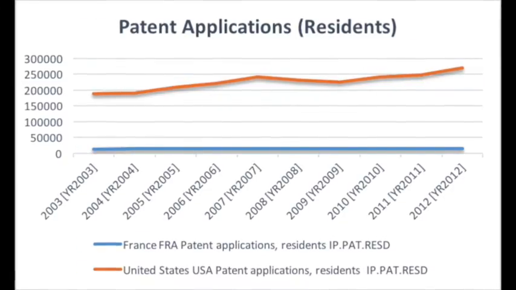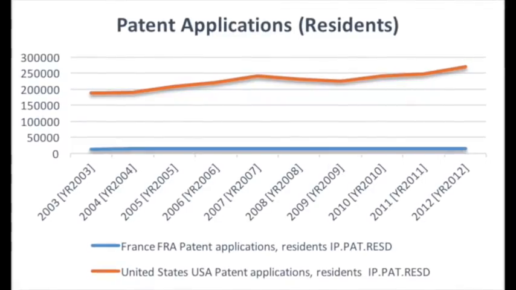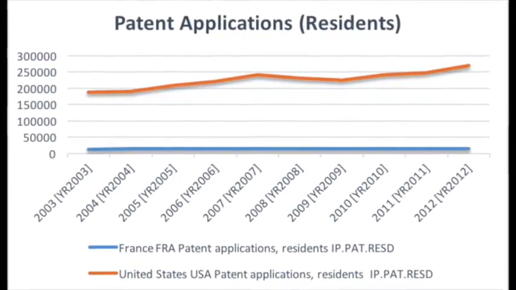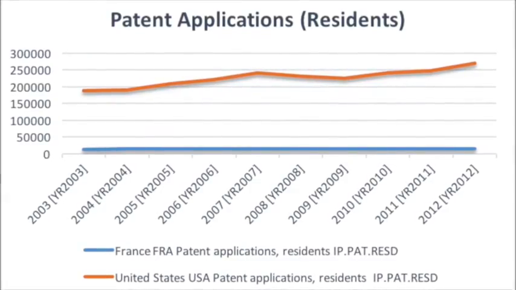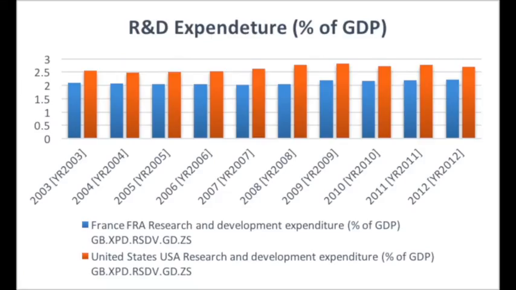This proves to be true again by looking at the patent applications. France in this category lacks, while again they are trumped by the United States. However, because France is one of the world leaders in nuclear power, they do receive a large R&D expenditure, only 0.5 away from the United States per year.